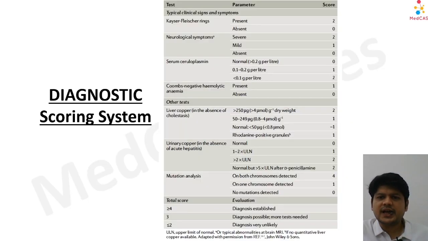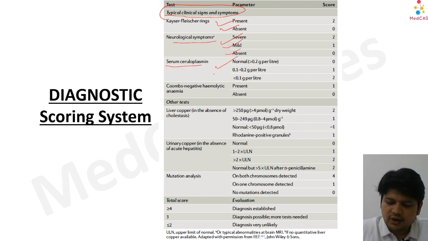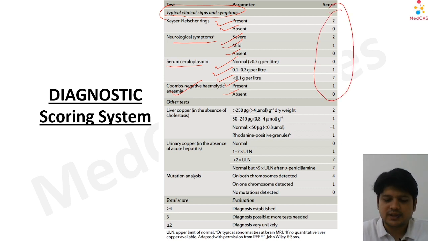So we will go further to a diagnostic scoring system. This is not given in Harrison, but it makes a lot of sense. I'm not telling you to implement it in your practice, but when you are confused or really free in your ward, and you suspect Wilson's, do this scoring. It may help you. First, they consider the typical clinical signs and symptoms: KF ring present or absent, neurological symptoms present, severe, mild or absent, serum ceruloplasmin normal, 0.1 to 0.2, or less than 0.1, and Coombs-negative hemolytic anemia present or not. Those are the typical clinical findings, and they get scored like 2, 1, 2, 0, something like that.